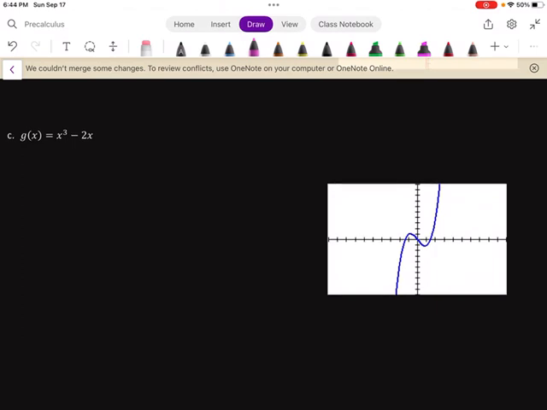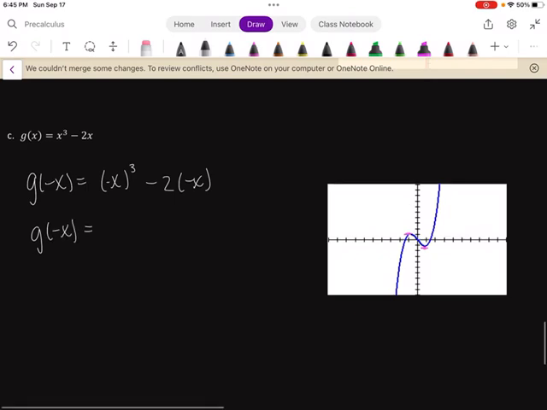All right, let's take a look at this one. Now, this one might be odd, right? Because if I rotate it, those mins and maxes look quite high and low, at a similar distance from the x-axis. Let's go ahead and check, though. Algebraically, you put that negative in there. Negative x cubed minus 2 times negative x. This is negative x cubed plus 2x.